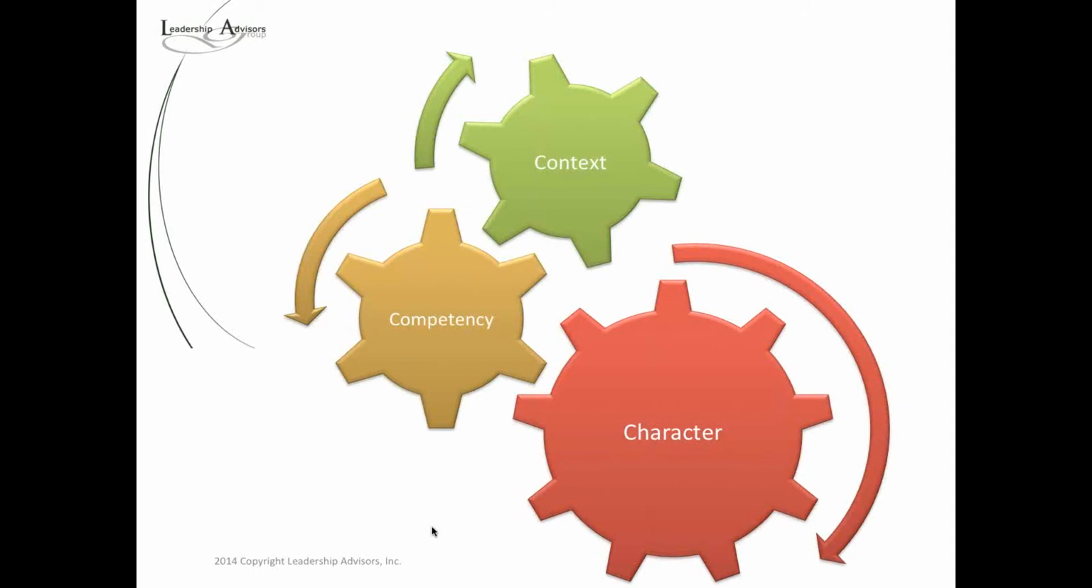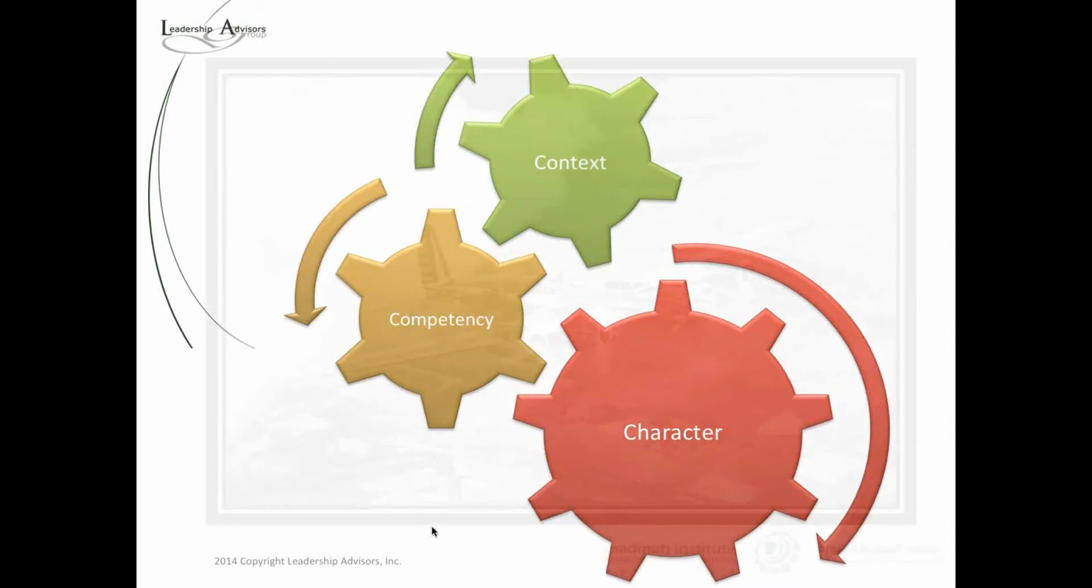And again, we've got seven ideas in that context category that you could take a look at, get familiar with, and see if they'll resonate in your particular area. So the framework for us is the combination, or concert, of those three components together: character, competency, and context.